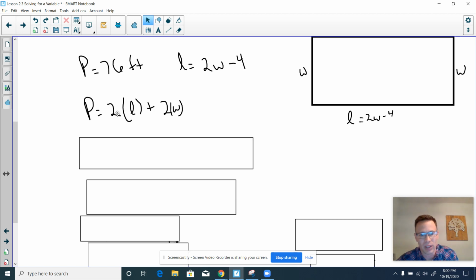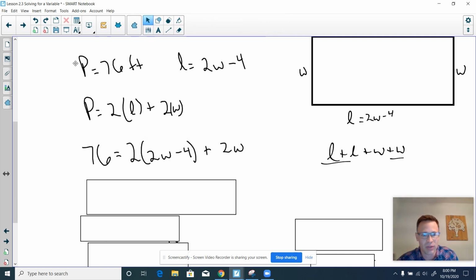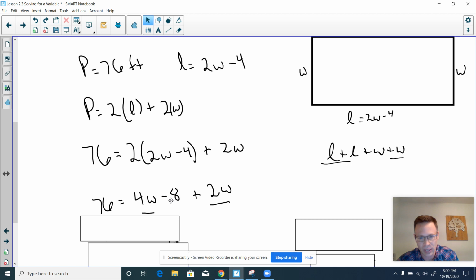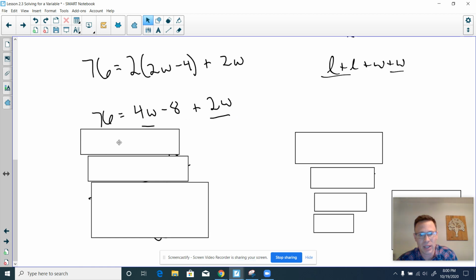I know my perimeter formula is 2 times the length plus 2 times the width. Remember, we brought that up from saying it's length plus width; we simplified it into what we see here. Then I'm just going to substitute that in. The perimeter is 76. I have 2 times that length, which is 2w minus 4, plus 2 times the width, which is just 2w. Then I distribute that 2. So 2 times 2w is 4w, and 2 times negative 4 is negative 8. And that 2w just carries down. Then I combine like terms: 2w and 4w give me 6w minus 8.